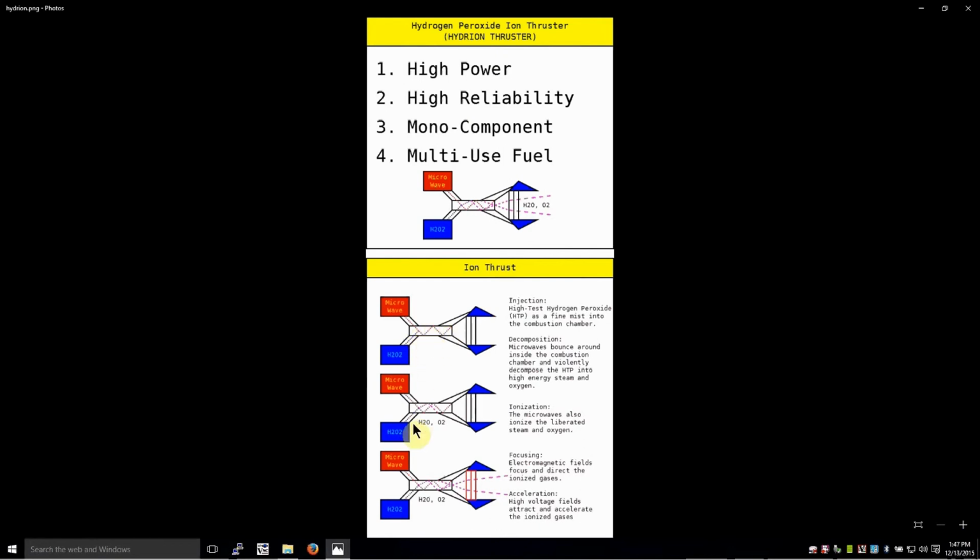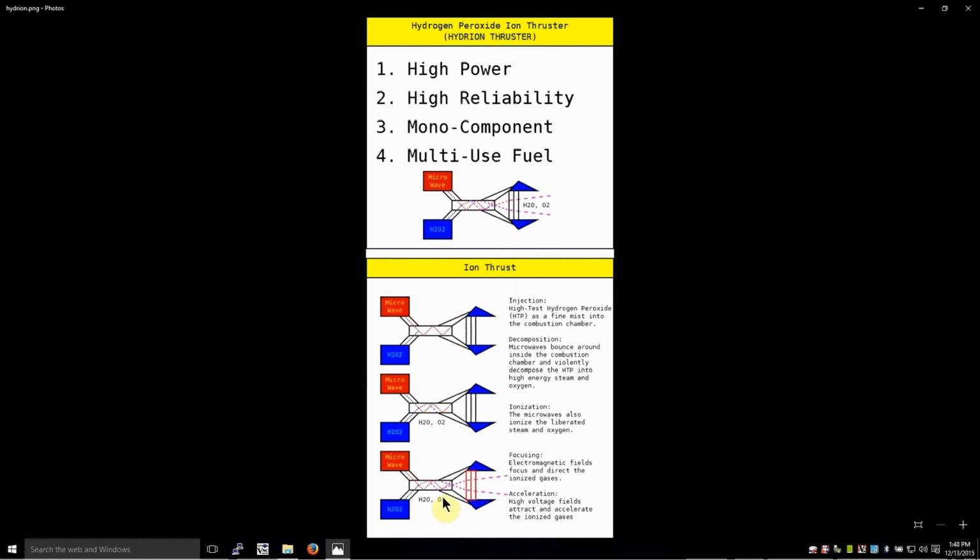So what happens when the H2O2 mist comes in contact with microwaves is it violently, rapidly decomposes. It turns into H2O and O2, but it's steam, high energy steam, and O2. Also, as that's happening, the microwaves are ionizing the liberated gases and water vapor so that they can be used for ion acceleration. Alright, so it's rapidly decomposed and ionized in one shot without having to use any catalyst like silver or anything like that.